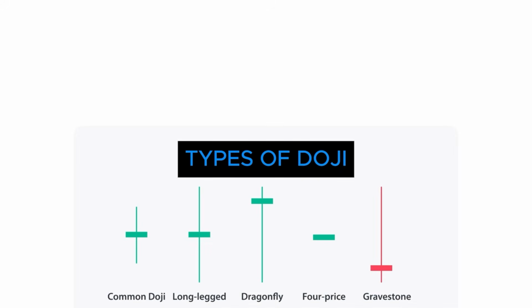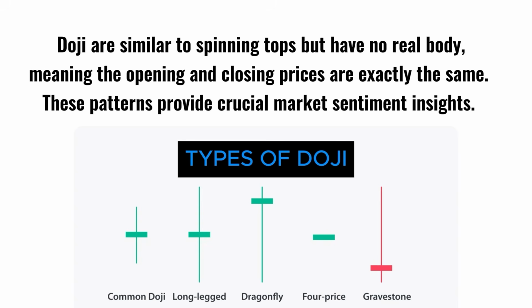Lastly, let's discuss Doji candles. Doji are similar to spinning tops, but have no real body, meaning the opening and closing prices are exactly the same. These patterns provide crucial market sentiment insights. A Doji represents a moment of indecision, where neither buyers nor sellers can gain control.